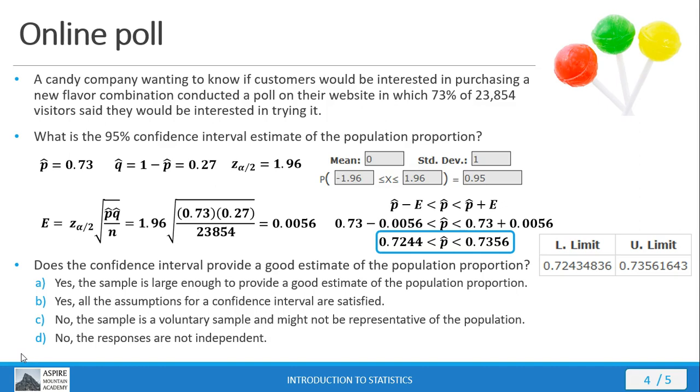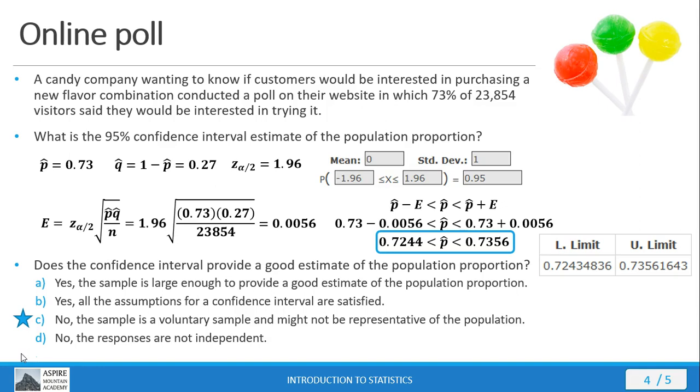Okay, I hope you made your selection, and I hope it's the right one. The right one is going to be answer option C. Answer option A is tempting because we do have a fairly large sample size here. So it is tempting to select that. But in order to know that the sample's large enough to provide a good estimate for the population proportion, you have to run through the sample size calculation, which we haven't gotten to yet, and so that can't be the right answer. Answer option B, all the assumptions for confidence interval are satisfied.